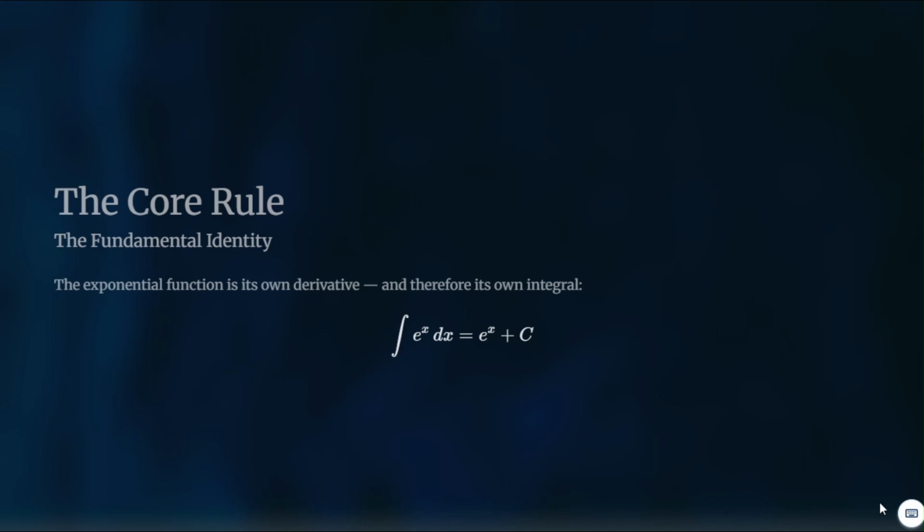No other function has this property. The exponential function e to the power x is the only function that is unchanged by differentiation. This is what makes exponential integrals so elegant once you understand the pattern. But what happens when the exponent isn't just x?